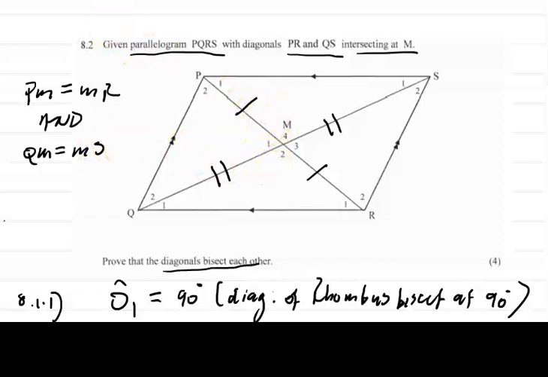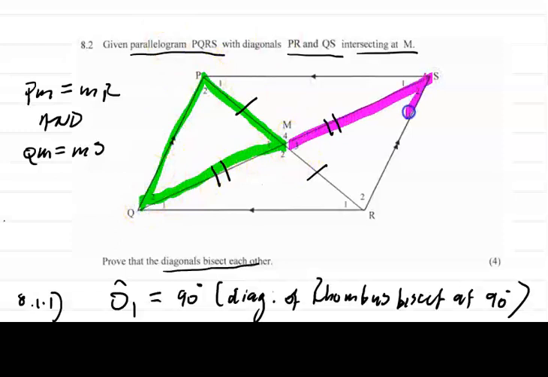So what can we use here? Well, we can use congruency. Look at this triangle here. That's one triangle, and there's another one here. And what do we know? They already told us that PQRS is a parallelogram. What do we know about a parallelogram? We know that the opposite sides are equal, opposite sides are parallel, diagonals bisect each other. So they kind of already told us that the diagonals bisect each other, but we just want to prove it here. So we're going to use that fact. We're going to say PQ equals RS and so on and so forth.